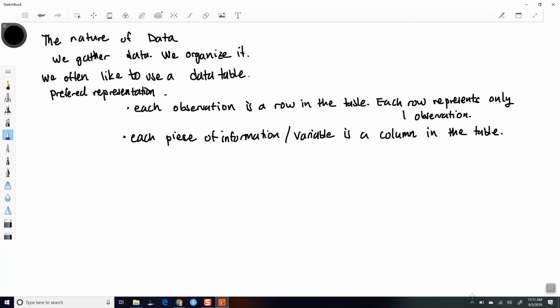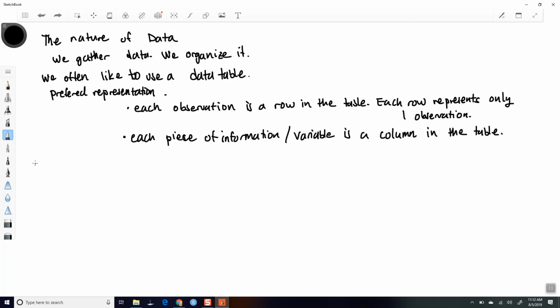Different types of observations have to be kept in different tables. Basically, if in one table you are keeping track of people and their test scores, and in another you want to talk about classrooms, then you're going to need a different table. You can't keep information about the classrooms in the same table as the information about the individual people. So each column contains a variable.